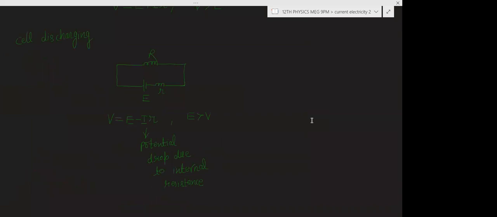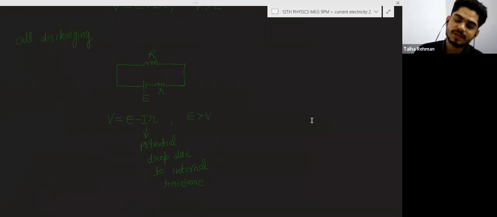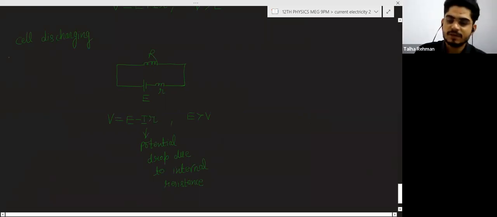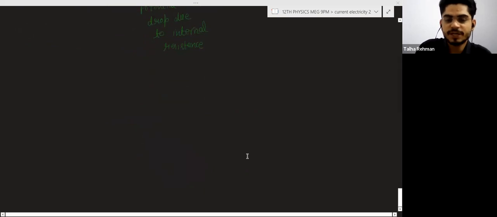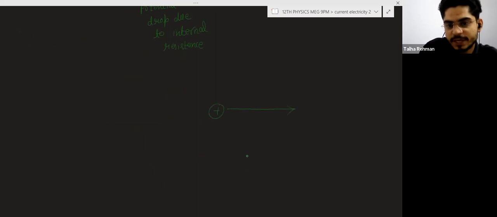Yes. There is a difference between charging of the cell and discharging of the cell. When the cell is charging, the direction of current is also opposite. Always the direction of current is from positive to negative terminal of the cell. But when the cell is charging, the direction of current is from negative to positive terminal.